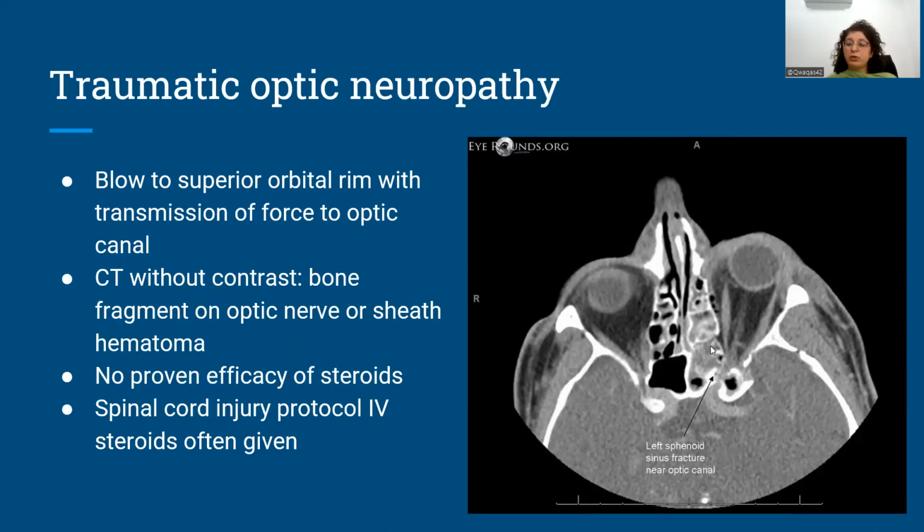And just one more note, make sure you go over these CT scans with a radiologist, ideally one who is very comfortable examining orbits, and make sure that you see this yourself before you say that the patient has a traumatic optic neuropathy.